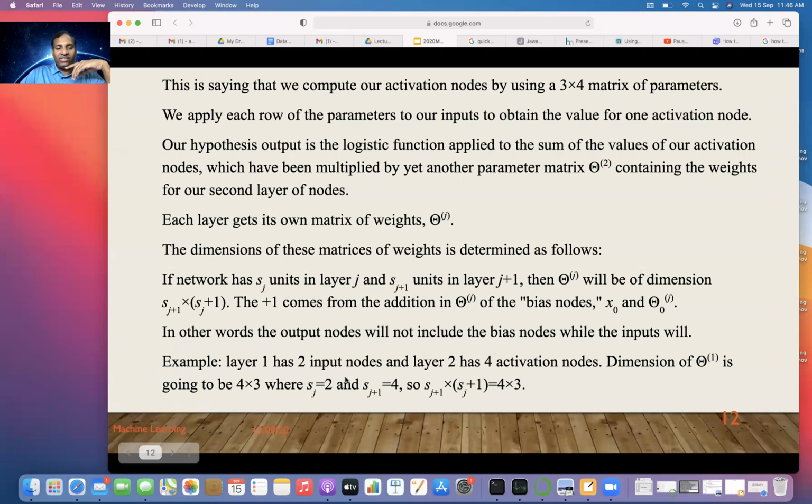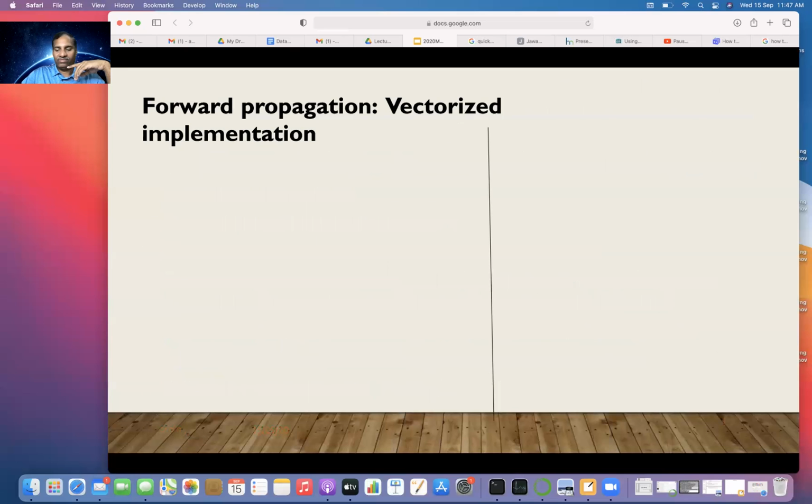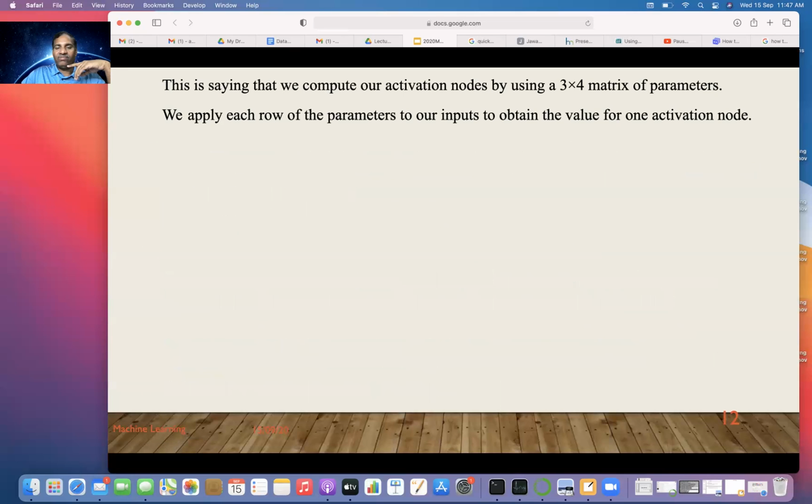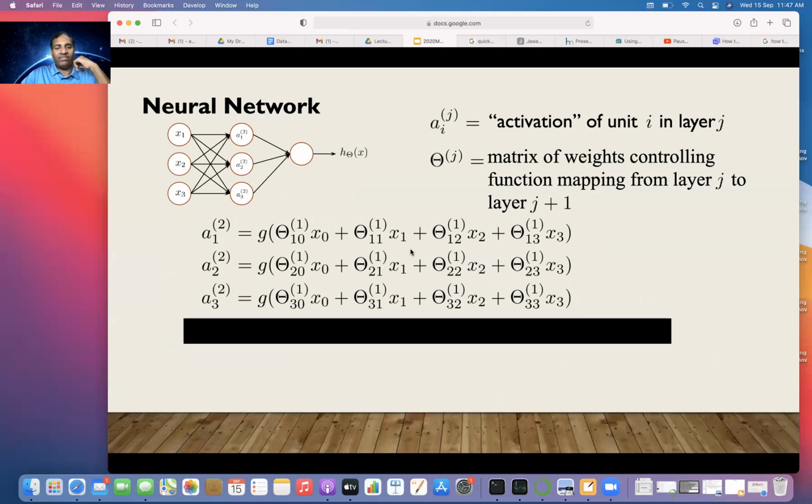So if layer 1 has 2 input nodes and layer 2 has 4 activation nodes, the dimension of theta 1 is going to be 4 by 3, because 4, 2 plus 1, where Sj equals 2 and Sj plus 1 equals 4. So Sj plus 1 by Sj plus 1 equal to a 4 by 3 matrix you'll get. I want you to understand this carefully. Here, if you take the theta matrix of layer 1, you are getting a 3 by 4 matrix.